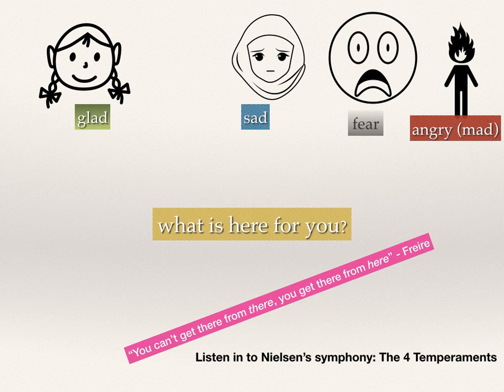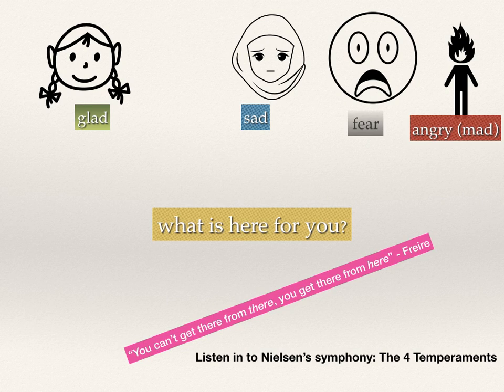It invites people to look more carefully at their own experience. After all, to quote again from Freire, you can't get there from there. You get there from here. So looking at our own experience, and first of all, just asking people to identify a focal experience right now. What are you feeling? And if we listen to Nielsen's Symphony, The Four Temperaments, it gives us a hint that feelings, emotions, are based on four basic types. We're either glad, mad, sad, or afraid.